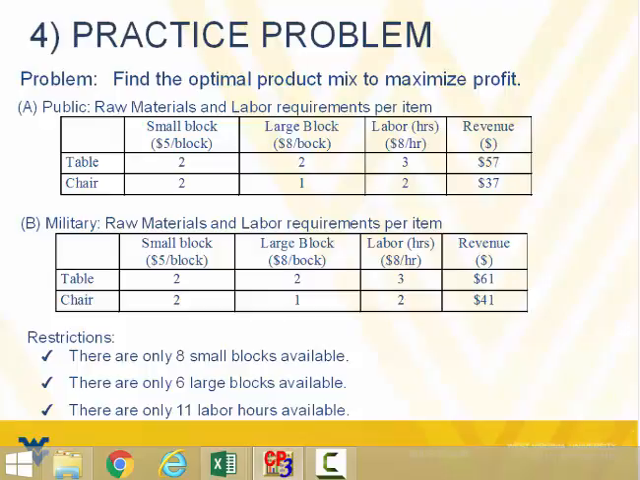Deciding tables or chairs. Be more precise, Joe. How many tables to produce and how many chairs to produce, right? Yeah. So that's our decision variable. We know we have to restrict it to be an integer.